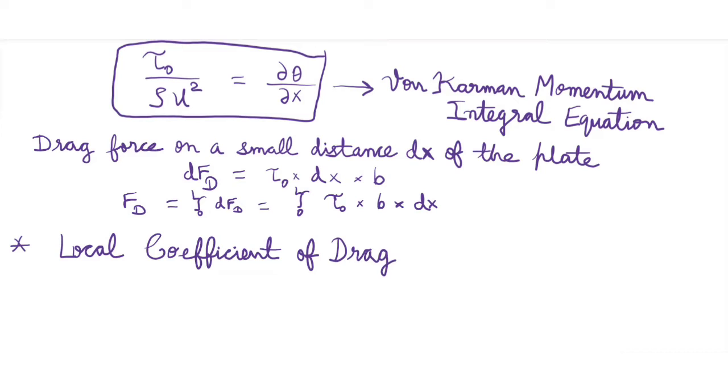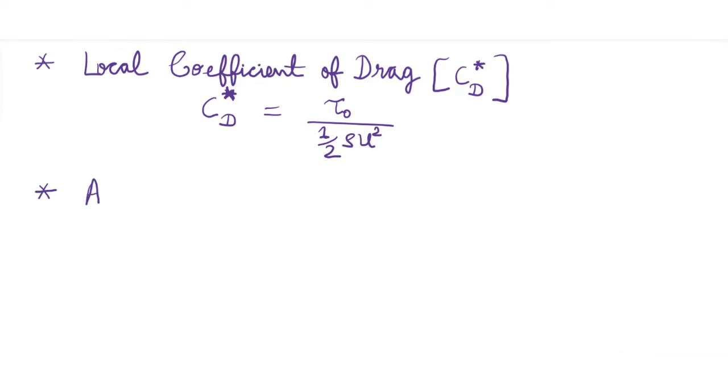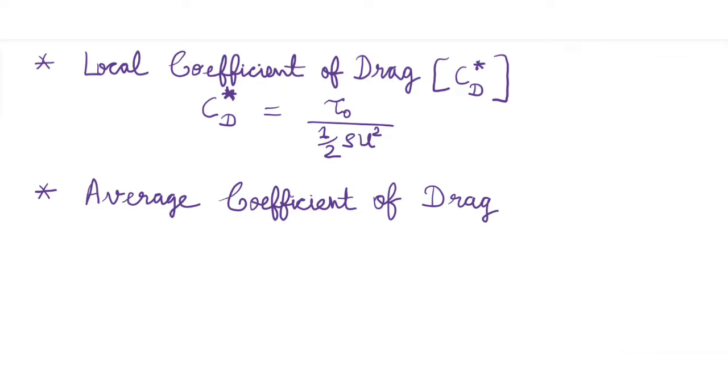Now the next thing that we need to understand is the local coefficient of drag, which we denote by CD star. CD star is equal to tau naught upon 1 by 2 rho u square. That is, it is the ratio of shear stress to the pressure head and it is known as the local coefficient of drag. Then we have the average coefficient of drag, which is the ratio of total drag force to the quantity 1 by 2 rho a u square. So it is Fd upon 1 by 2 rho a u square.